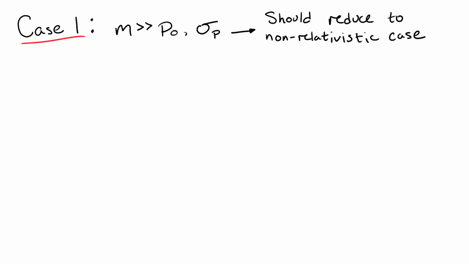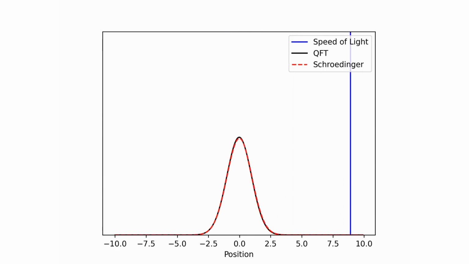We'll start by looking at what's perhaps the simplest case, where the mass of the particle is much larger than both its initial expected momentum as well as the spread in momentum, which we should expect to reduce to the non-relativistic result. Sure enough, when we overlay the two, the evolution is pretty much exactly the same.